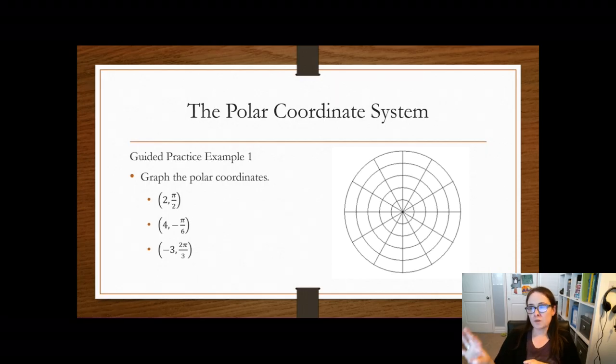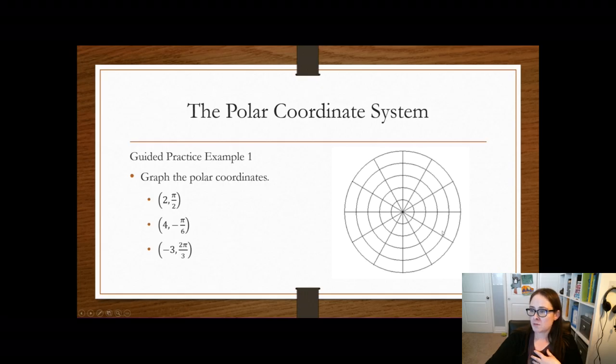Now, usually we use a grid more like this one, where I have concentric circles instead of a rectangular grid, like we would with the rectangular coordinate system. And my points are going to be a number and an angle here. The number is the radius, or the distance from the center of this polar coordinate system. So there's my origin, also called the pole in the polar coordinate system.